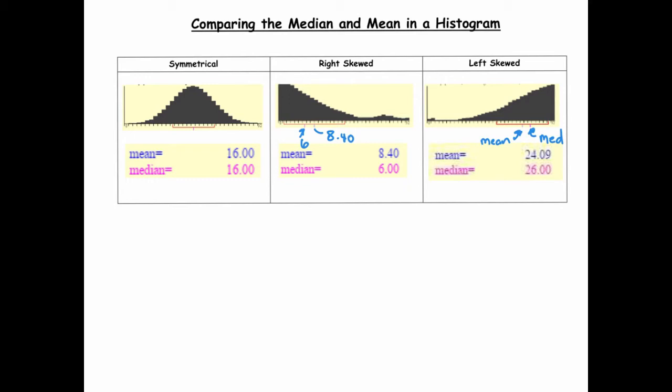So that's a relationship you're going to either want to memorize or at least understand, because it has a few implications in terms of what we're going to want to report when we're describing a data set.